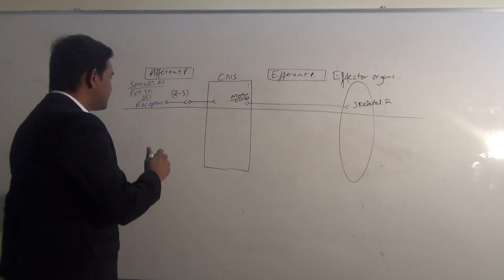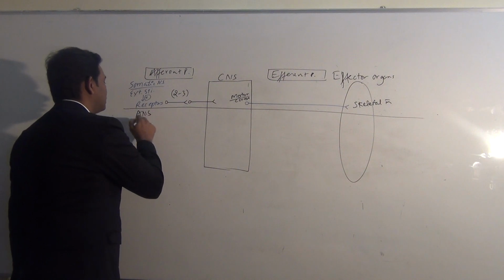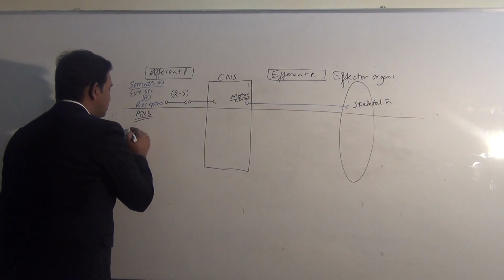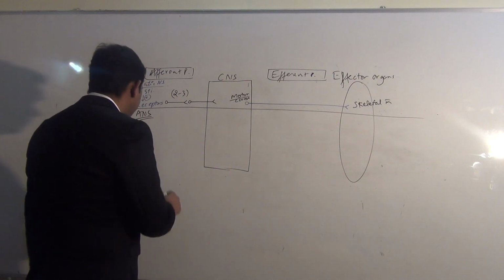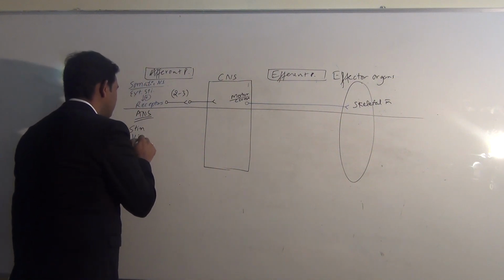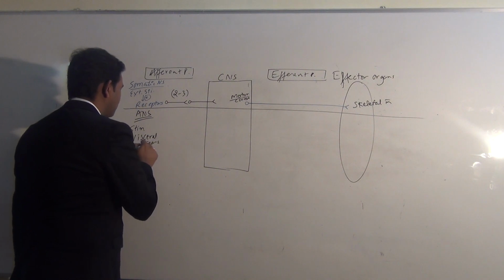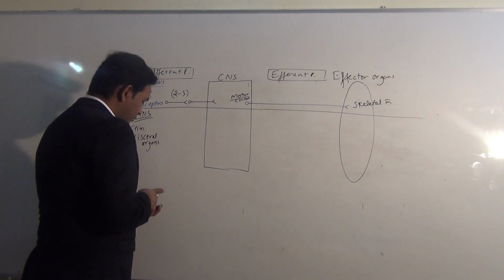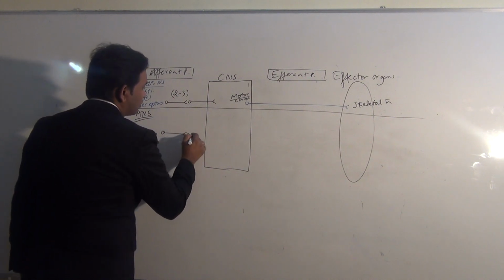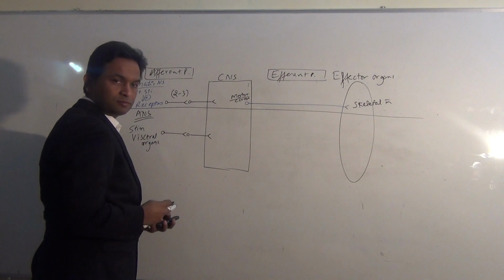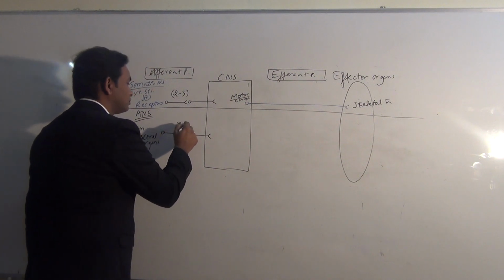Now, if ANS is being discussed, then the stimuli starts from a visceral organ, which reaches the CNS via 2 to 3 neurons. So this is the afferent pathway.